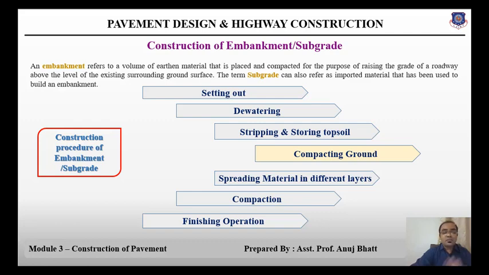So this is the procedure of compacting the ground. After the compaction, you must carry out a test of dry density of that particular soil. If it is not found feasible, you have to scarify the original ground and mix some quantity of water into it. The next step is spreading material in different layers.